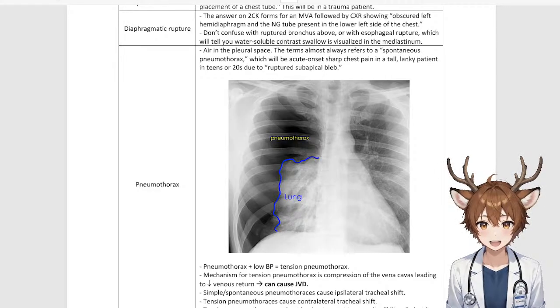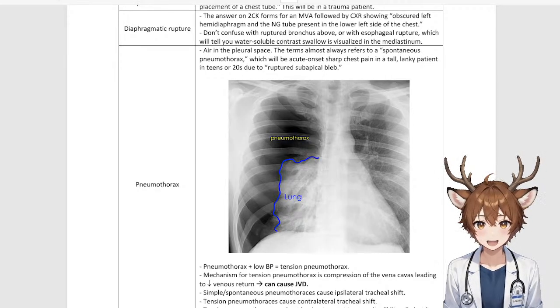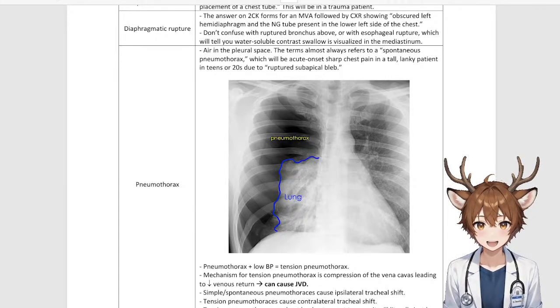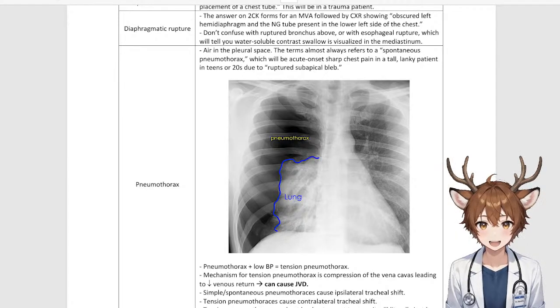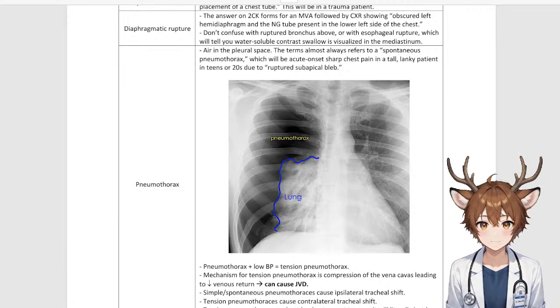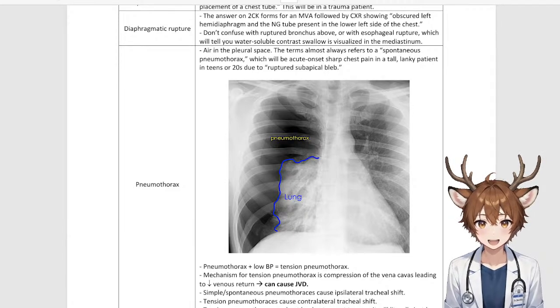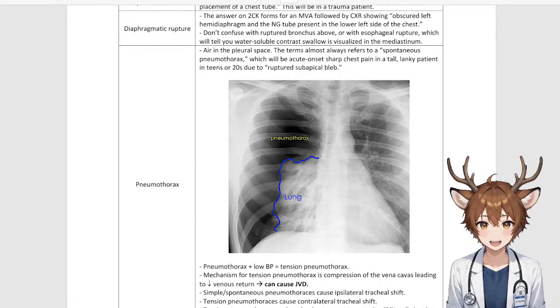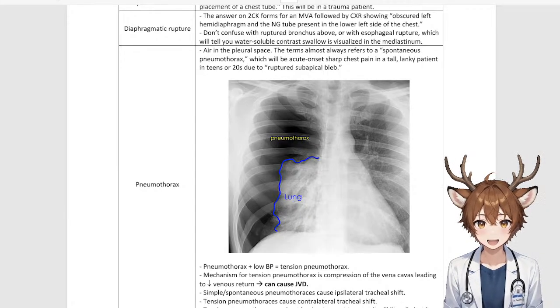The mechanism for tension pneumothorax is compression of the vena cavas leading to a decrease in venous return, which can lead to JVD. Simple spontaneous pneumothoraxes cause ipsilateral tracheal shift. Tension pneumothoraxes cause a contralateral tracheal shift, and tension pneumothorax need not be due to overt trauma. It will literally just be pneumothorax plus low BP 9 out of 10 times on USMLE.